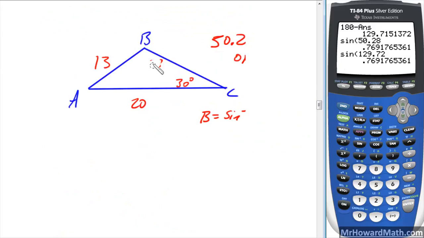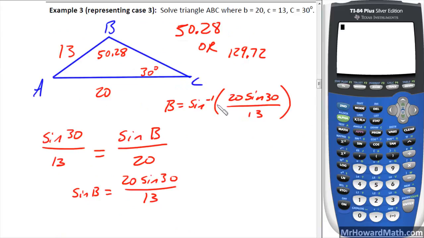So let's make it 129.72 here. So we'll solve that again here in just a moment. Okay, back to our first triangle that we have to solve. So angle B in this case is 50.28 degrees.